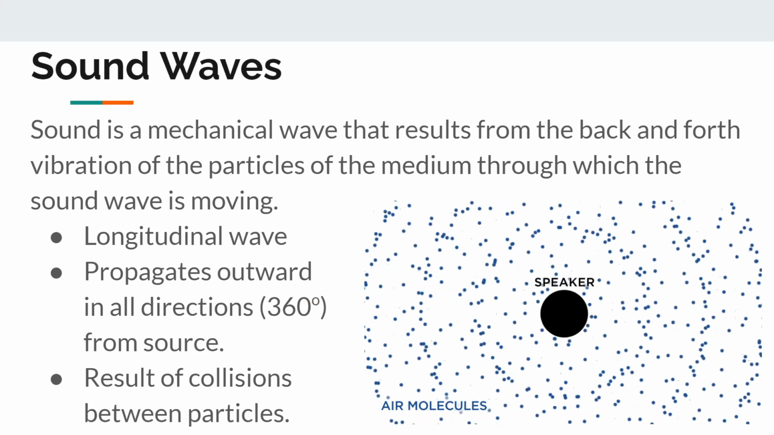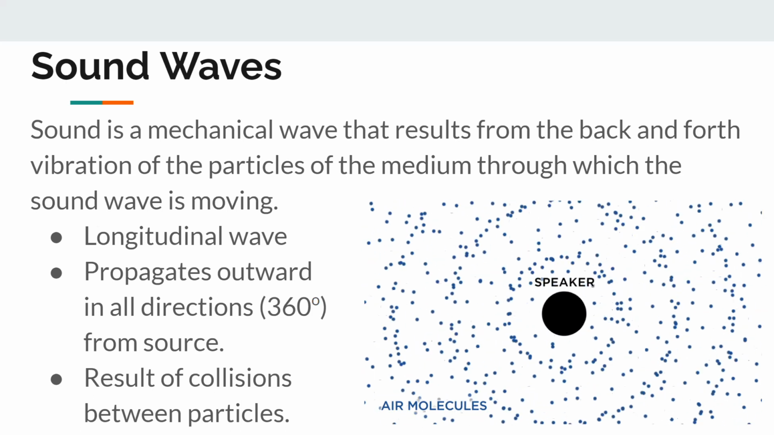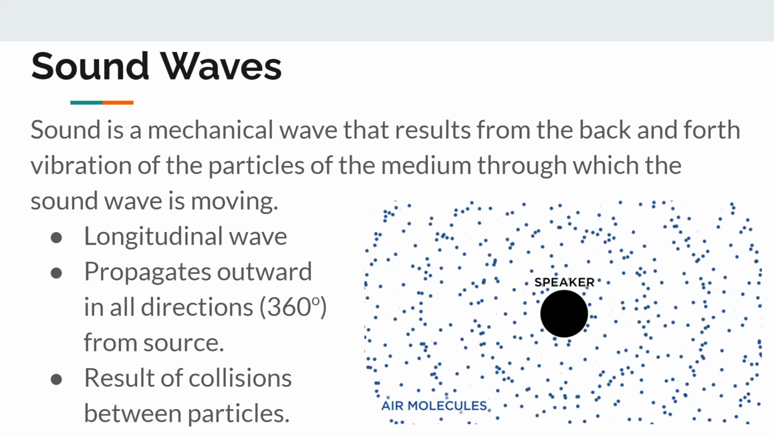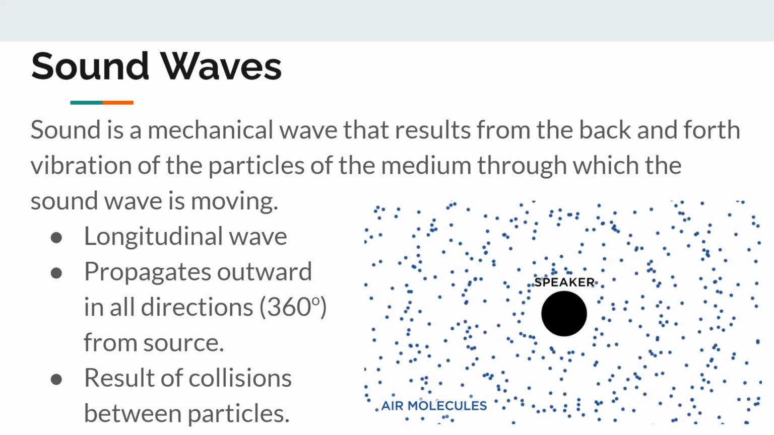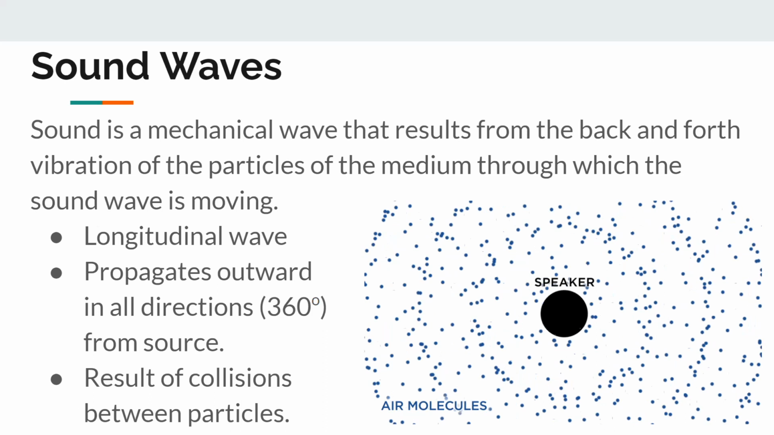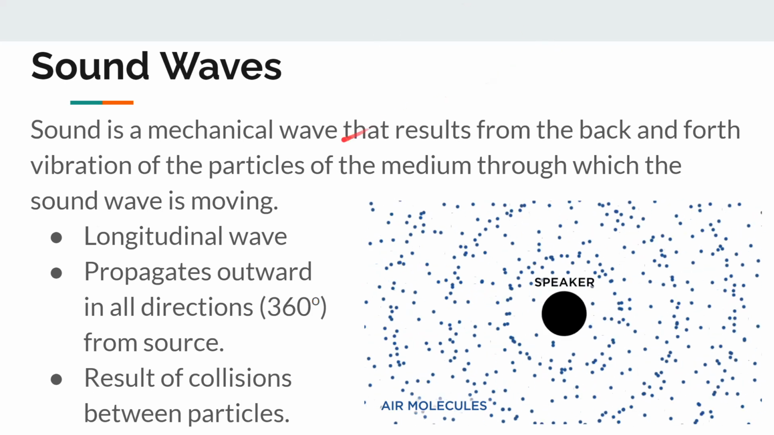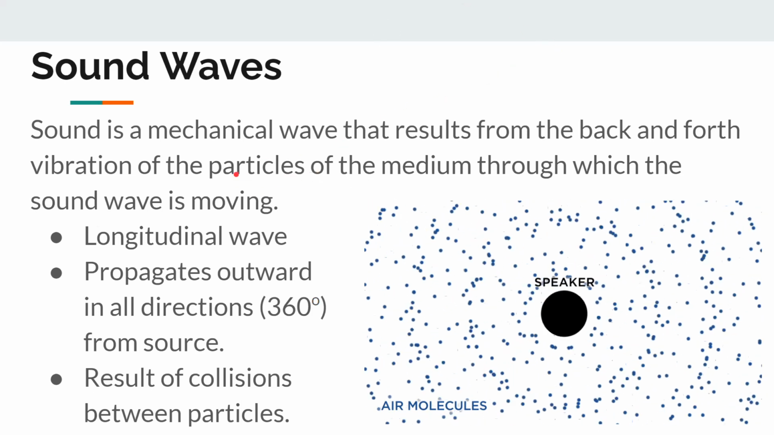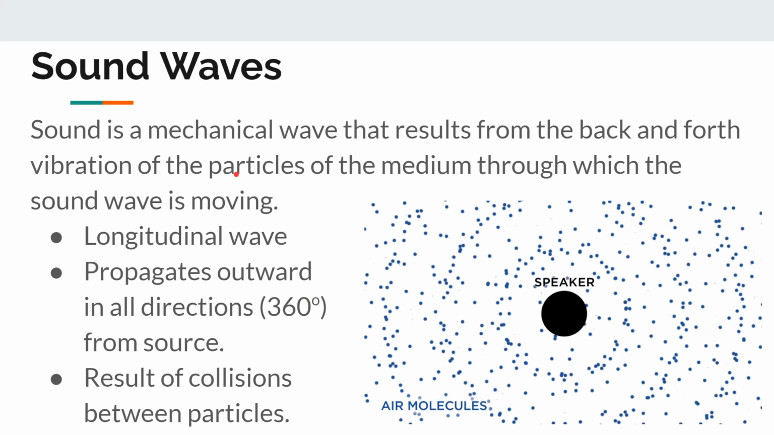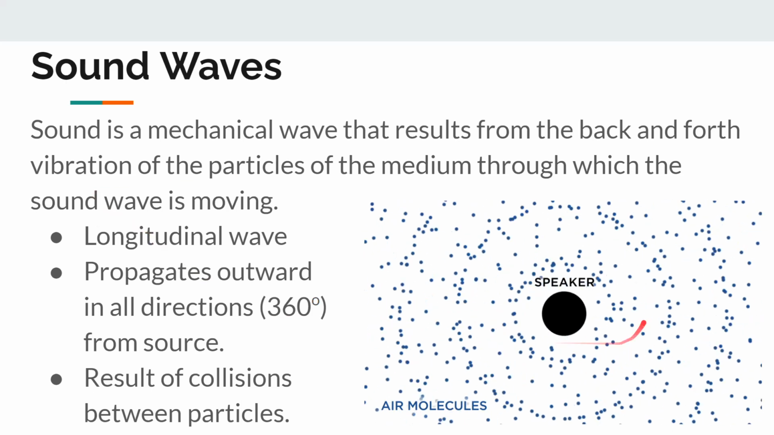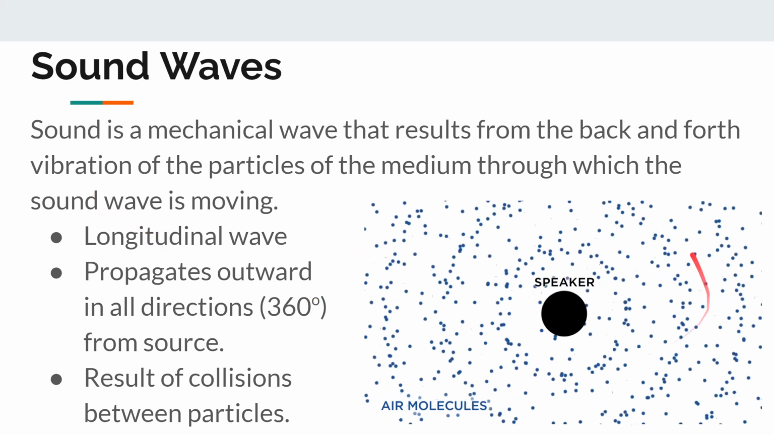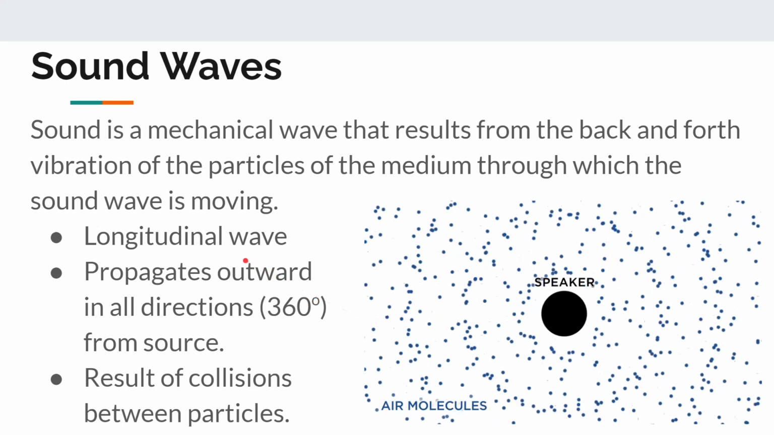So in space, no sound. If you see a movie where there's sounds of things in space, then you know that that one's not exactly accurate. But anyway, it is a longitudinal mechanical wave that does propagate outward, and it would have an appearance something like this if you were able to see it.